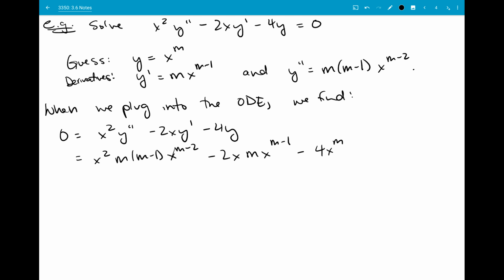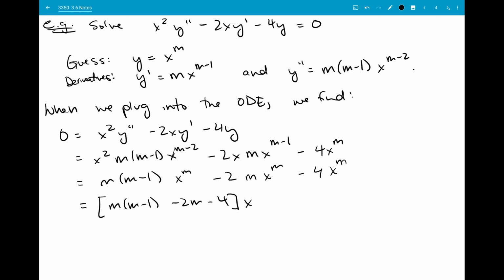And then something that we have to recognize is that x squared times x to the m minus 2 is just going to become x to the m. That's kind of like x to the m minus 2 plus 2 is just x to the m. Same with x times x to the m minus 1 is x to the m minus 1 plus 1, x to the m. That x to the m stays the same. And so we can factor out that common x to the m. And we want that equal to 0.